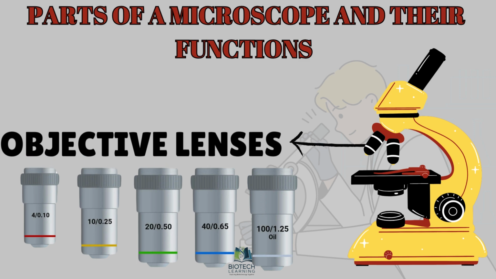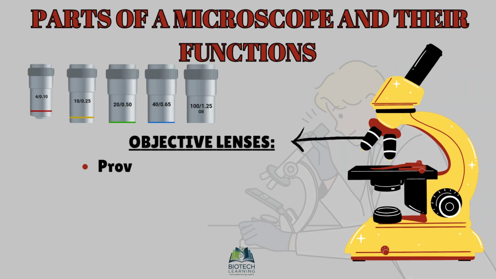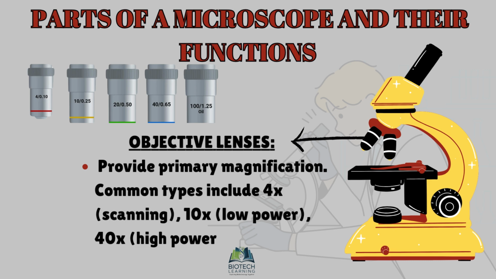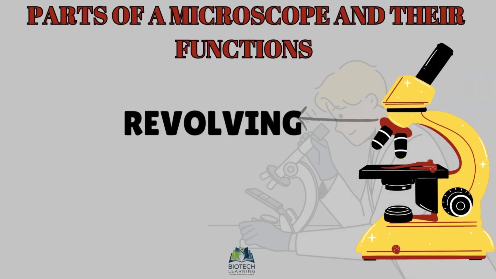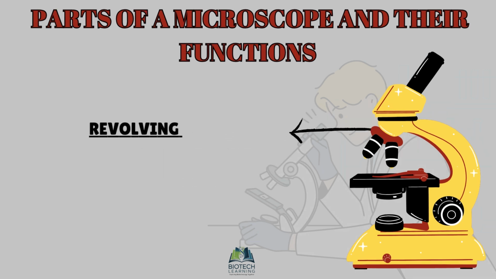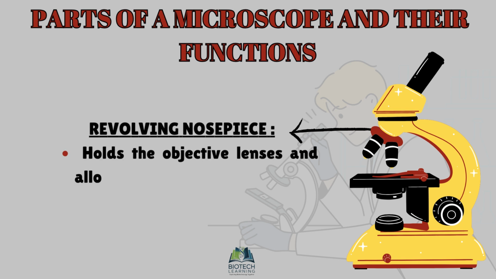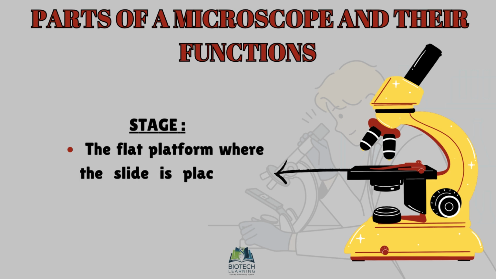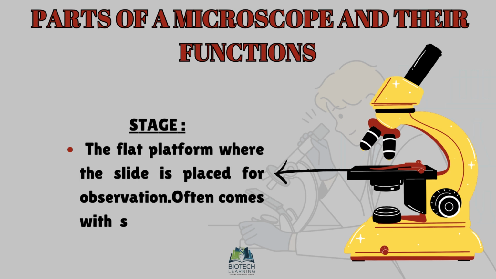Objective lenses. Objective lenses provide primary magnification. Common types include 4x scanning, 10x low power, 40x high power, and 100x oil immersion. Revolving nosepiece holds the objective lenses and allows you to switch between them. Stage, the flat platform where the slide is placed for observation. Often comes with stage clips to hold the slide.